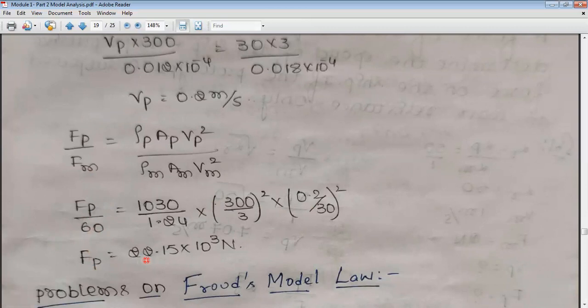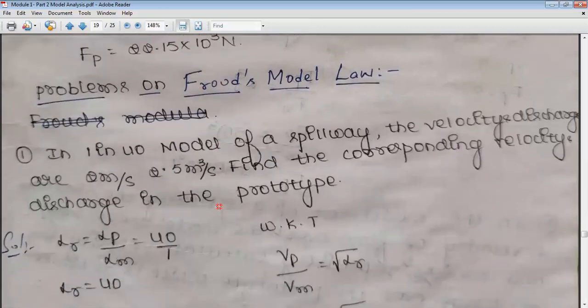So this completes the problems on the Reynolds model law. And next we'll move on to the problems on Froude's model law. So what is the difference between the Reynolds model law and Froude's model law? In Froude's model law we make use of scale ratios. Just remember all the scale ratios. So you just find out the scale ratios.